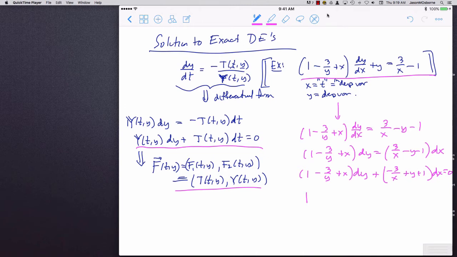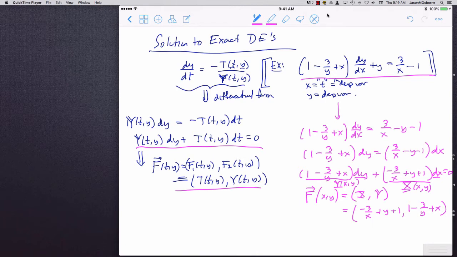Therefore our vector field in this case depends on the variables x and y. The x entry comes first, so here is our function capital X, and it depends on x and y, and here is our function capital Y, which also depends on x and y. Capital Y is the coefficient of dy, capital X is the coefficient of dx. So our vector field is (negative 3 over x plus y plus 1, 1 minus 3 over y plus x). That's the end of step 1.